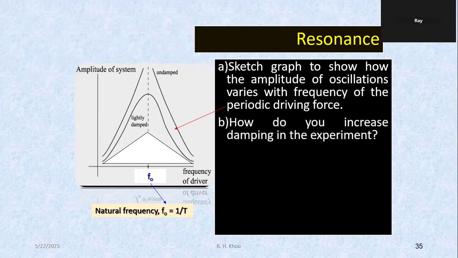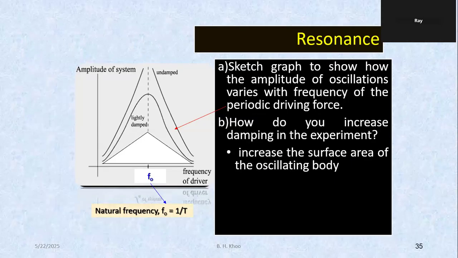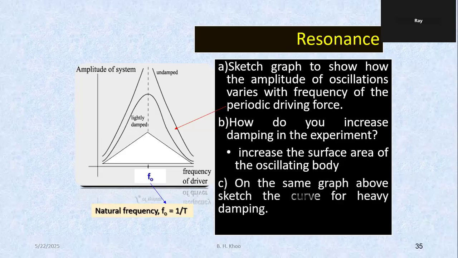How can you increase the damping in the experiment? Increase the surface area of the oscillating body. On the same graph above, sketch the curve of heavy damping. That's heavy damping. The natural frequency doesn't change.